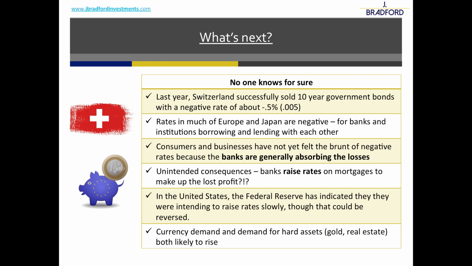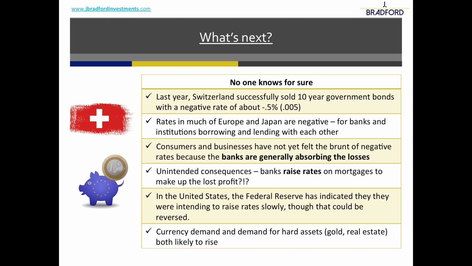This is happening in much of Europe and Japan, but it's largely happening between banks and institutions that are borrowing and lending with each other. The consumer and the business clients have not generally felt the burden of these negative rates yet because the banks are absorbing the losses. They're treating it like a cost of doing business. They haven't passed that negative rate onto their customers yet, so it's not really visible at the customer or consumer level.